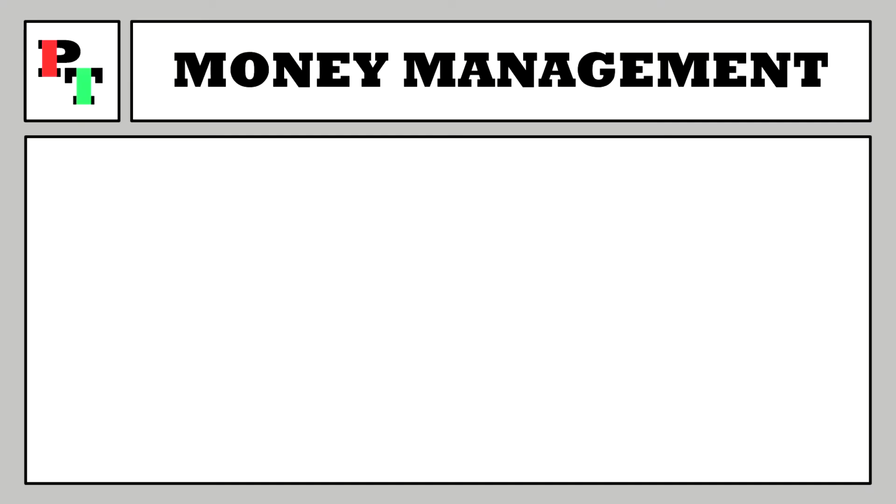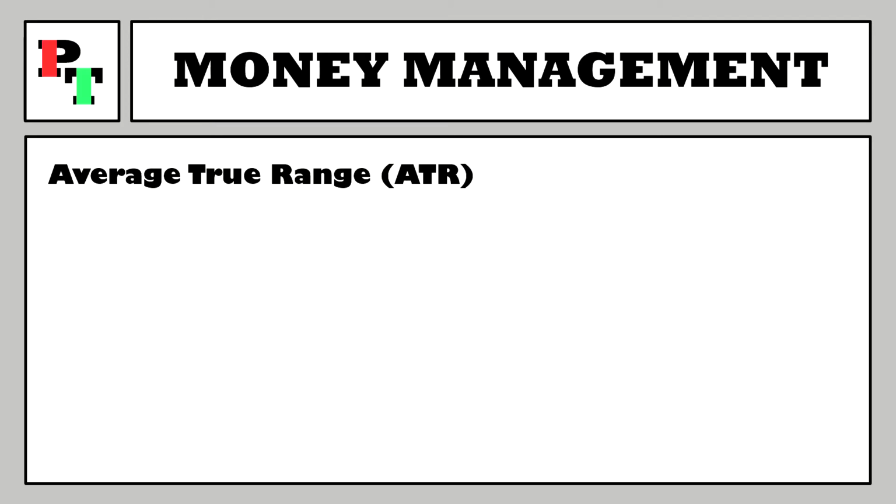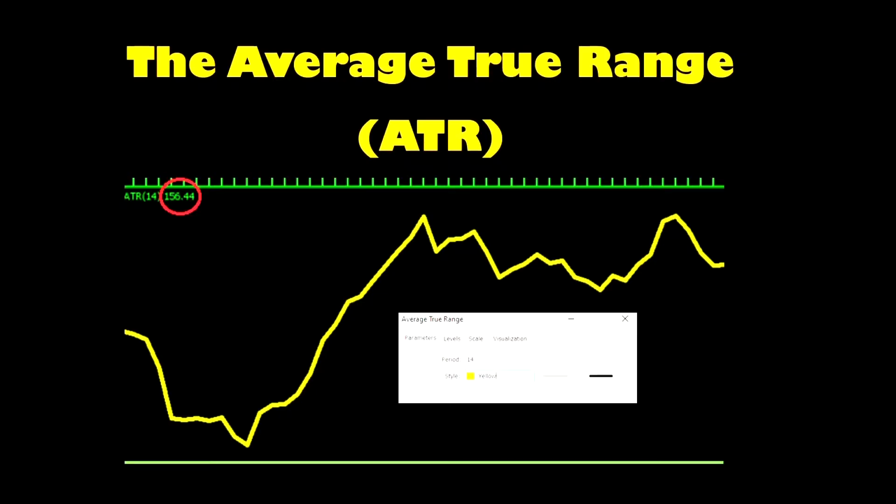We must also, of course, manage our money so that we don't end up without any. And the indicator that's going to be helping us with that is the average true range. Video linked in the description. You can see it here, that single line oscillator that measures the average price range over the number of candles that it's asked to look back at. We will ask it to look back at the indicator default of 14 periods.